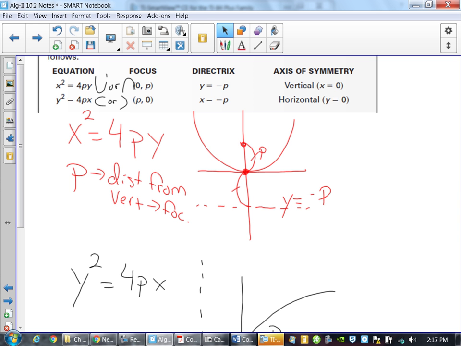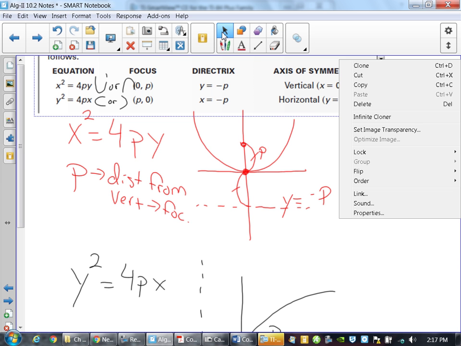Let's say we have this. X equals negative 1/6 y squared. Let me do this.